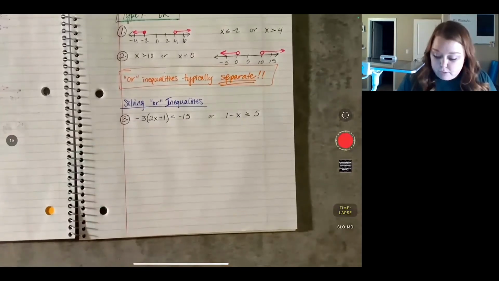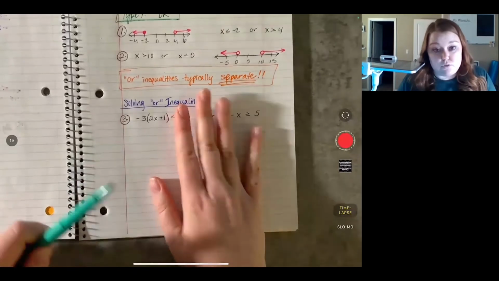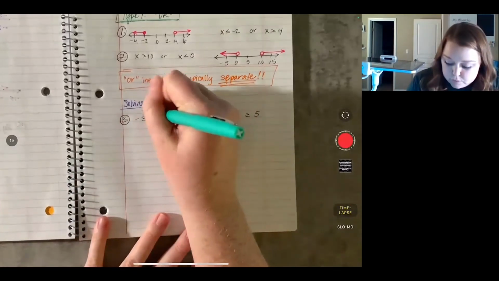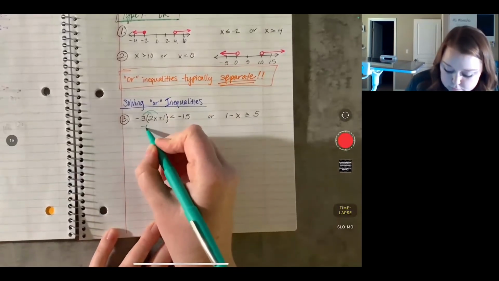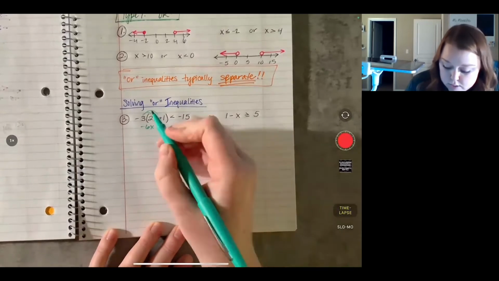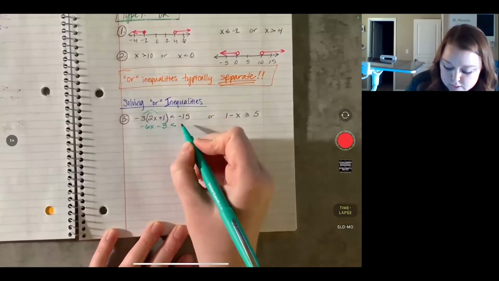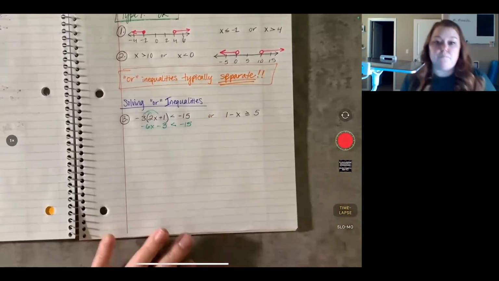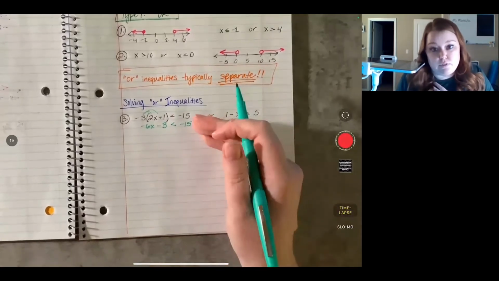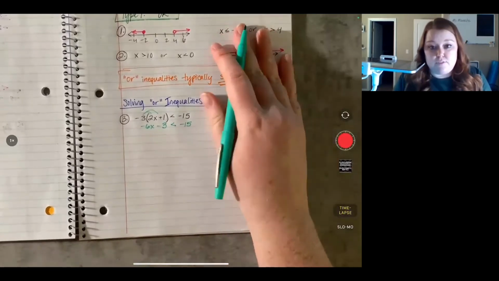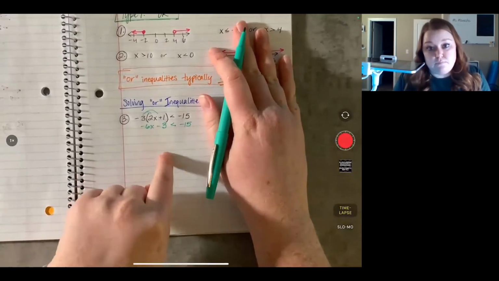I'm going to start by looking at my left side of the inequality, and I see that there's some simplifying we can do, some distributive property. So we distribute the -3. -3 times 2x is -6x. -3 times 1 is -3. Drop down your less than, drop down your -15. Now I'm not going to do a bunch of examples on this because we should know how to solve this. So I suggest you pause the video right here and push play when you want to check your answer for this one.